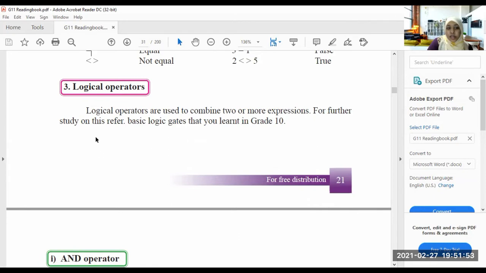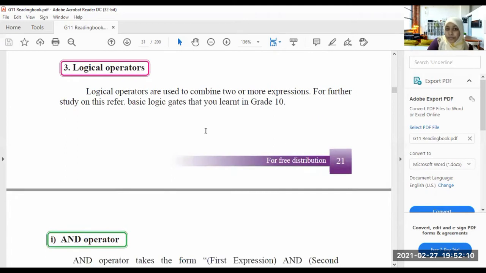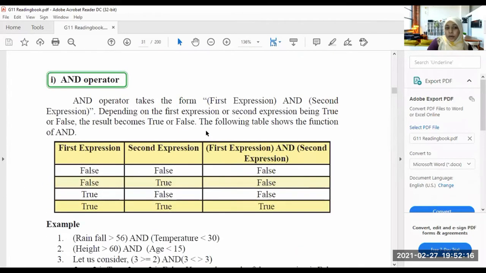For further study on this, refer to the basic logic gates that you learned in grade 10. You can remember the basic logic gates. It was one of the interesting subjects in grade 10. If you can remember the logic gates, those are the operators which are used here as logical operators.